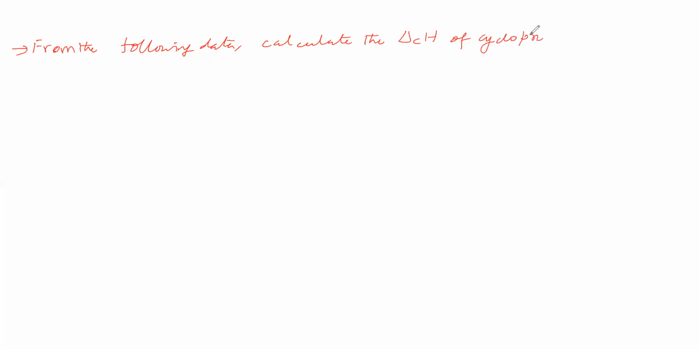Thermochemistry sums, let us start. Let us do the sum. From the following data, calculate the enthalpy change for the combustion of cyclopropane at 298 Kelvin.